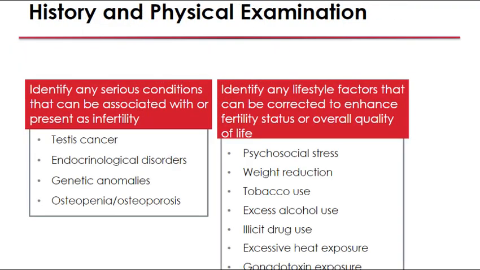Examples of serious conditions that may present as infertility include testis cancer, osteoporosis or osteopenia, and various endocrinological and genetic anomalies. Lifestyle factors that can be modified include weight reduction, stress management, reduction of tobacco and drug use, and exposure to other gonadotoxins.